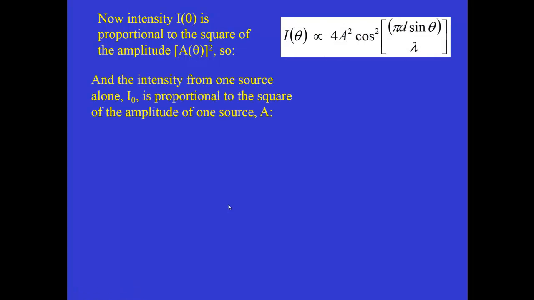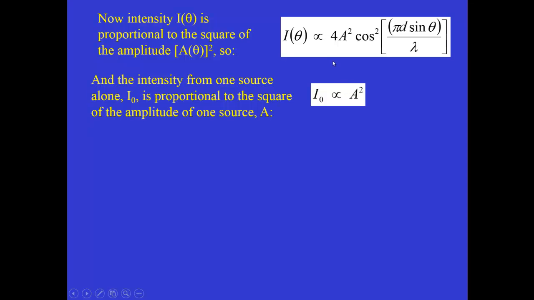Now, what we're also going to do is make use of the fact that the intensity from a single source, we'll call that I0, is proportional to the square of the amplitude of a single source, which is just a. That would be a source where the traveling wave is just a times the cosine of kx minus omega t. So we can write that proportionality down as saying the intensity for a single source is just proportional to the amplitude squared, and these proportionalities must have the same proportionality constant, right? Because both of them tell us that the intensity is proportional to the amplitude squared.